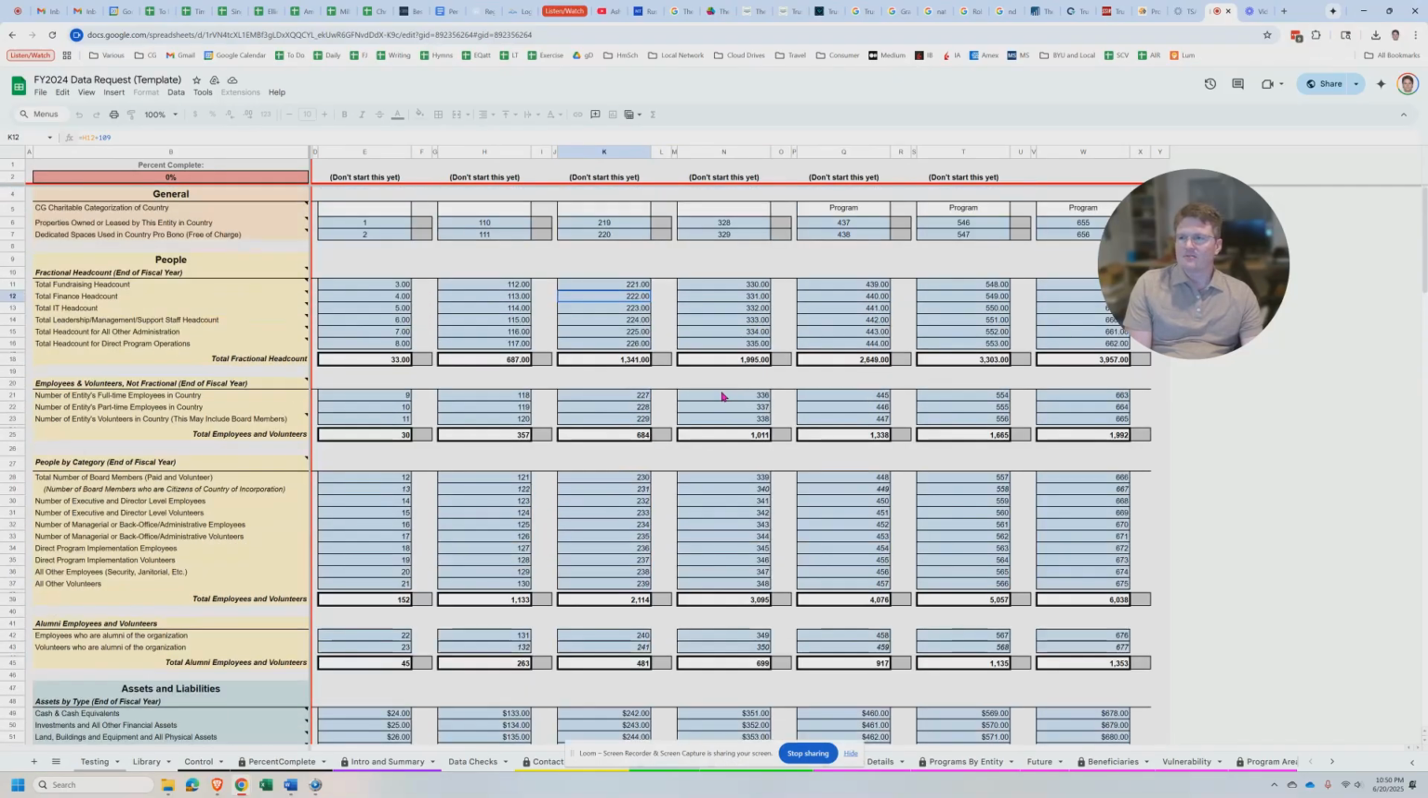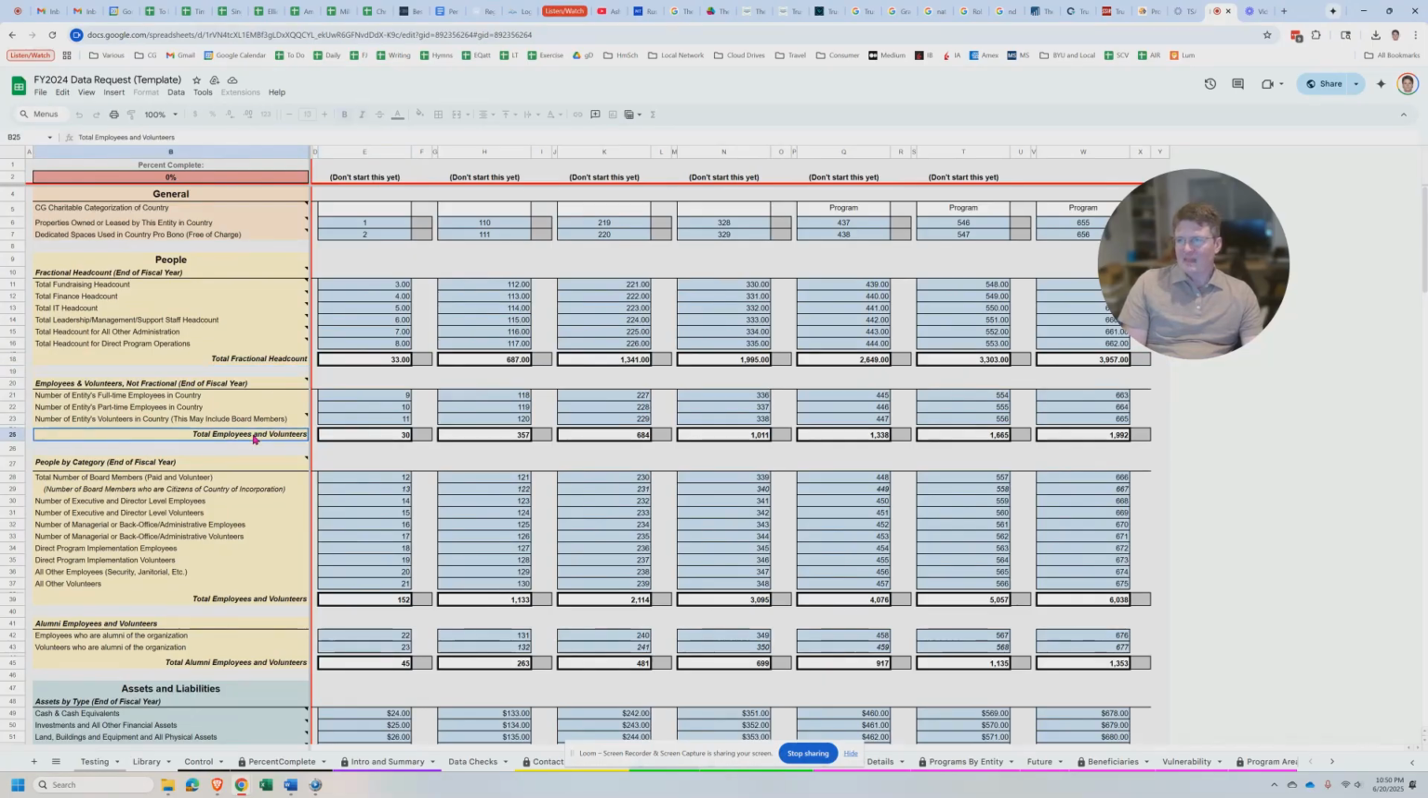Other things to consider for this tab that might not be very intuitive: fractional headcount is a concept that a lot of people outside of finance or HR might not be familiar with, but this tries to account for the fact that not everybody's a full-time employee. There are part-time employees, and you can read the notes for all of these things to get a better idea of what we mean by fractional headcount for each of these categories.